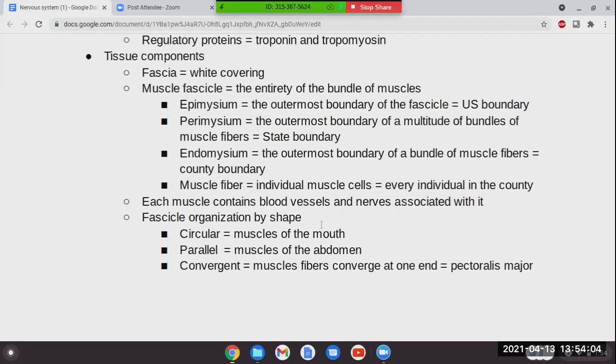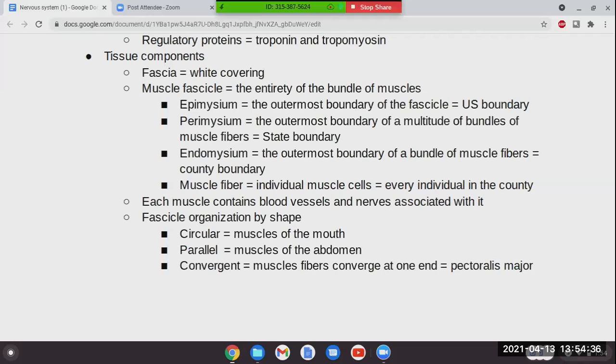Fascicle organization by shape. Fascicles are organized into different shapes. We have circular fascicles. When we say fascicle, we are talking about bundles and bundles of muscles. So it could be circular, like the muscles of the mouth, or it could be parallel, like the muscles of the abdomen, in particular what we call the six-pack. Those are parallel muscles. And we have convergent muscles.